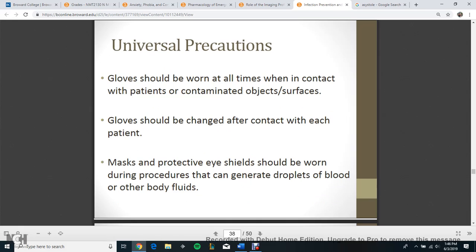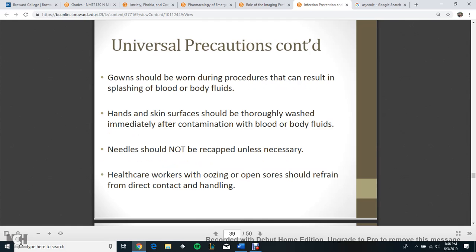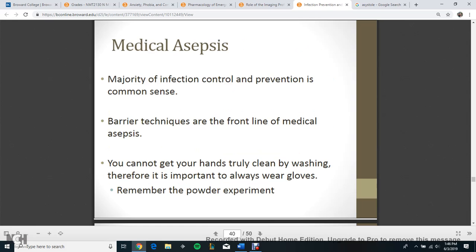Universal precautions. Gloves should be worn at all times when in contact with patients or contaminated objects and surfaces. Gloves should be changed after contact with each patient. Masks and protective eye shields should be worn during procedures that can generate droplets of blood or other bodily fluids. Gowns should be worn during procedures that can result in splashing of blood or bodily fluids. Hands and skin surfaces should be thoroughly washed immediately after contamination with blood or bodily fluids. Needles should not be recapped unless necessary. Healthcare workers with oozing or open sores should refrain from direct contact and handling.